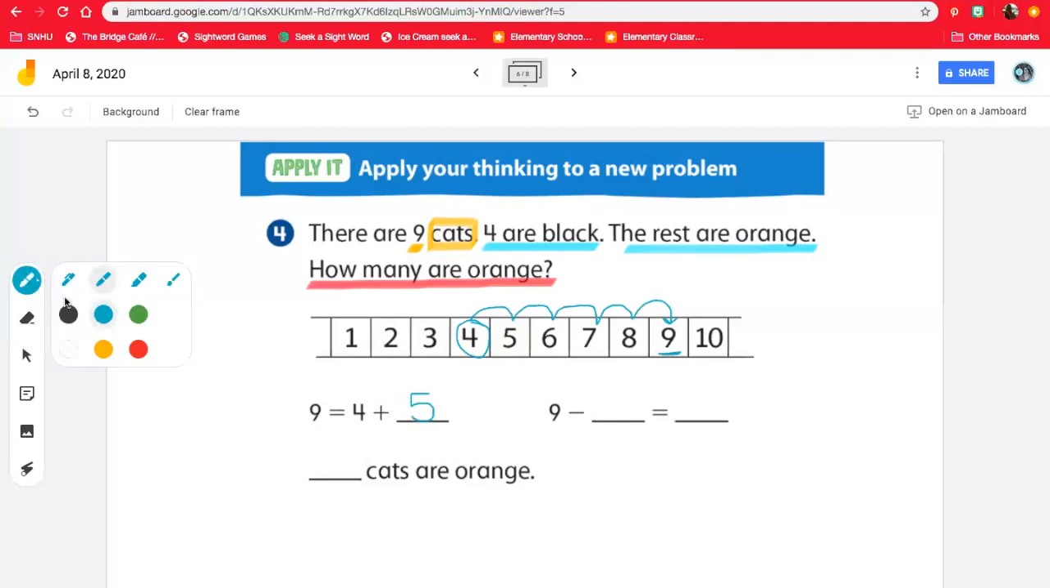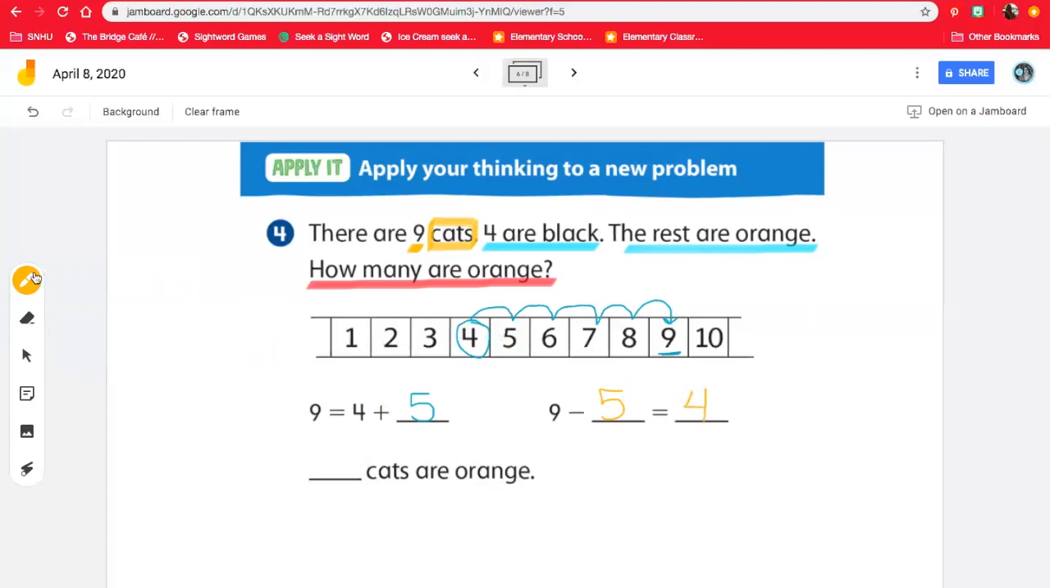Now let's try. We want to make sure that when we take away 5, it will equal 4. So we'll start at 9. 1, 2, 3, 4, 5. It does equal 4.